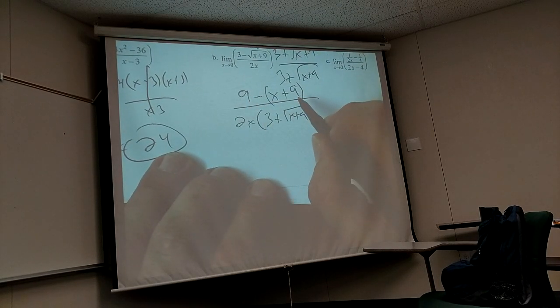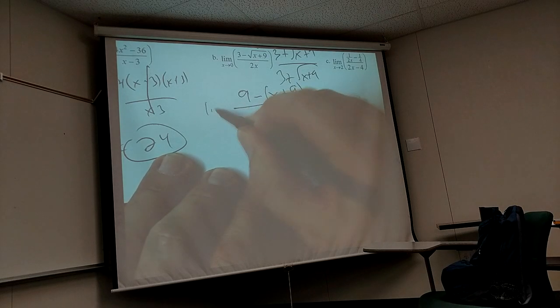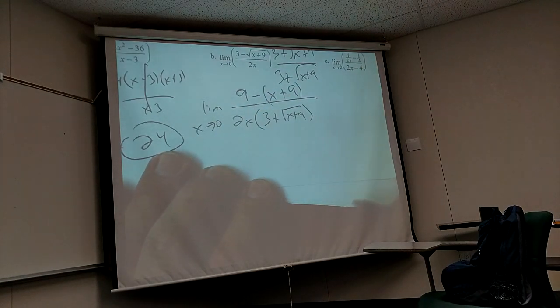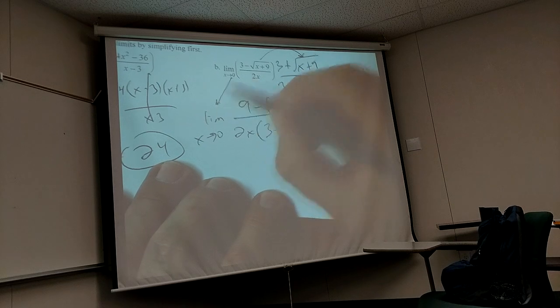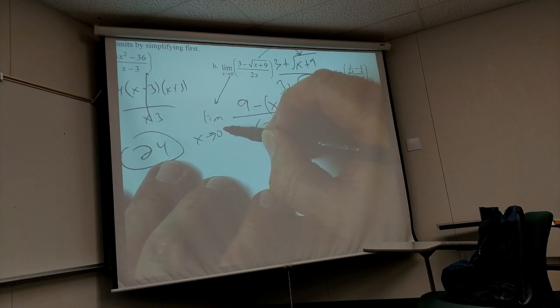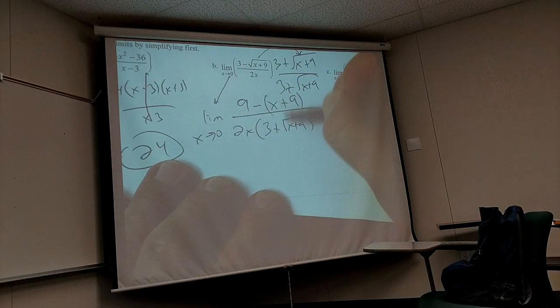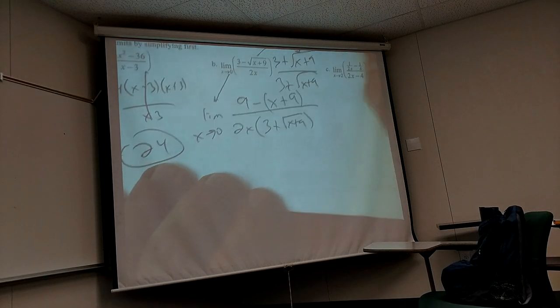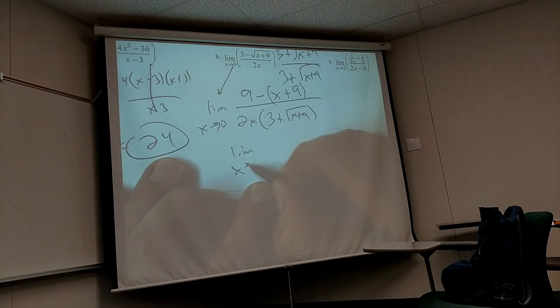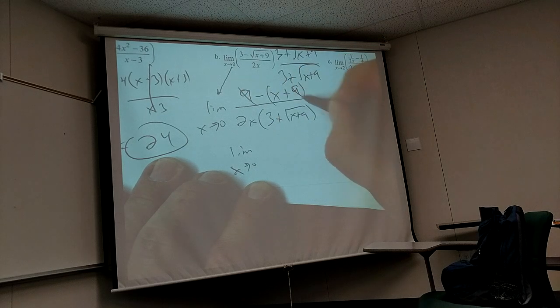So what happens on the top? Don't forget your limit, by the way. Let me be really careful here. You've got to continue bringing this with you because it's what's letting me do some things here. And plus, I don't want to lose the question. What happens? The 9s cancel, and then the x's.